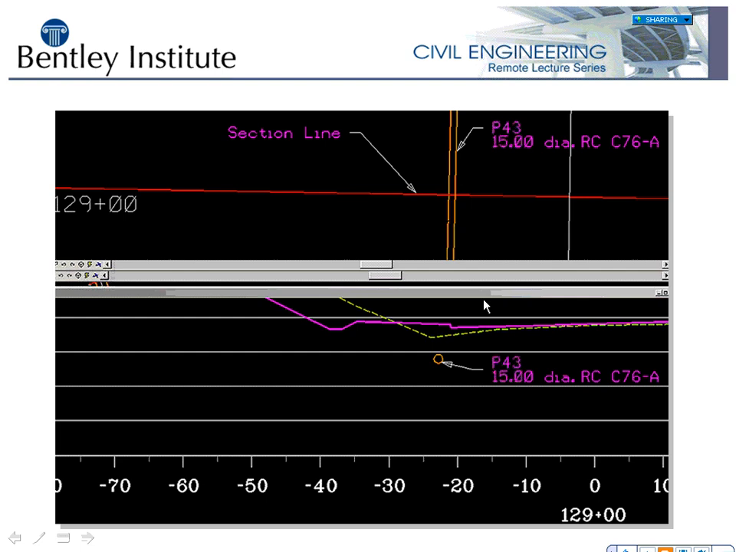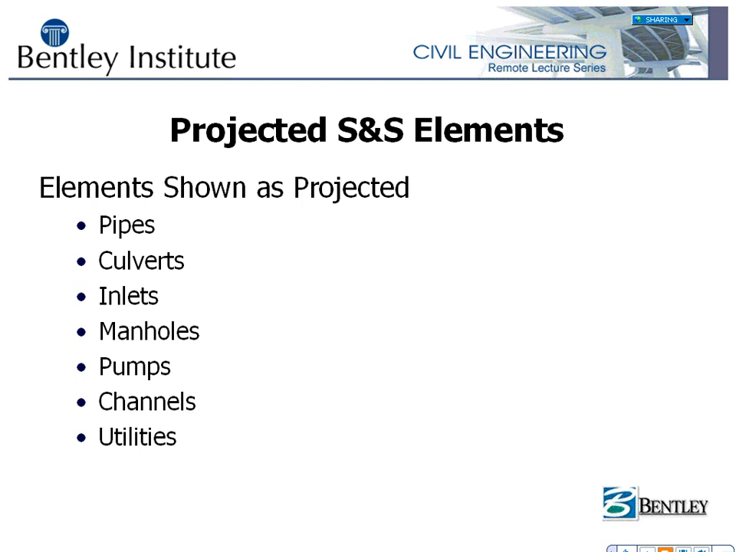Now the elements that we consider projected elements are all of those that can cross, but in addition we have inlets and manholes and of course pumps, because the pumps are just a special kind of manhole. So channels can be projected, and I'll show you one of those later in the cross section. On the channels, we just show the flow line. We don't show the top wing walls because that gets kind of messy. And utilities, again, the diameters of those come right out of the Storm Sanitary database, and you don't have to have a different cell for each one of those.